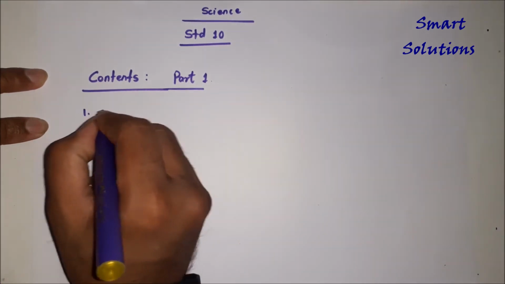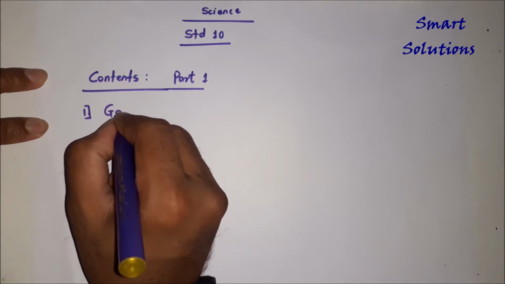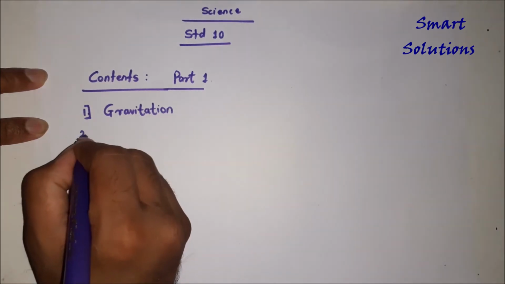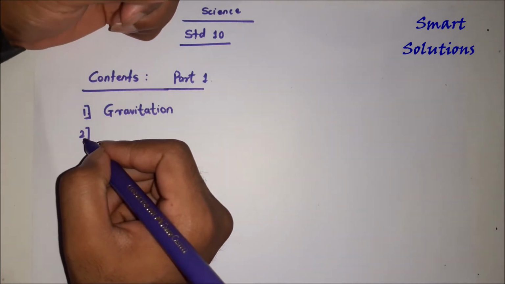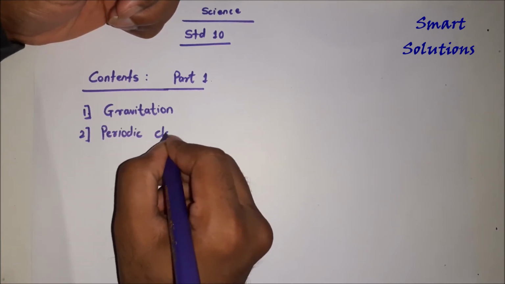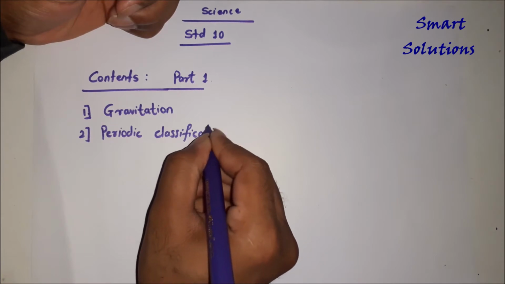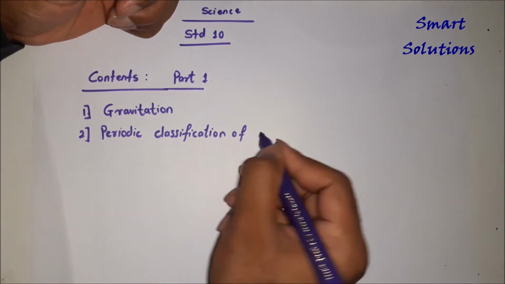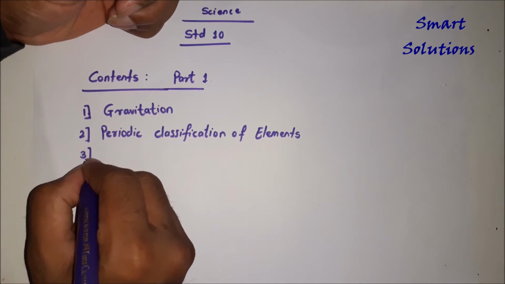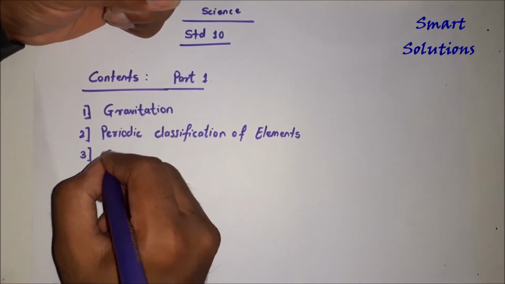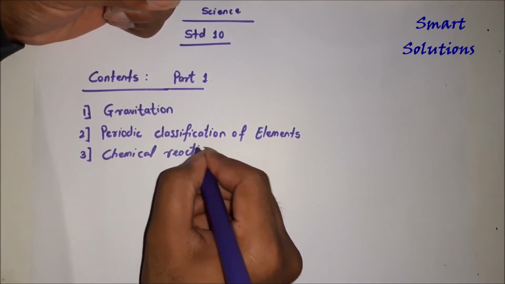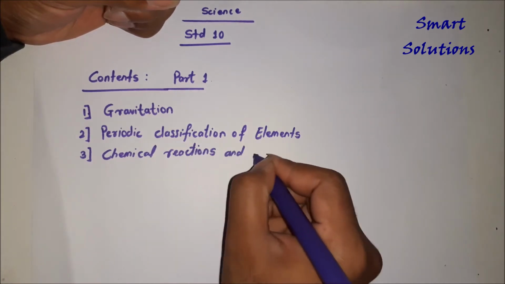So first chapter we have is of gravitation. Second chapter is periodic classification of elements. Third chapter we have chemical reactions and equations.